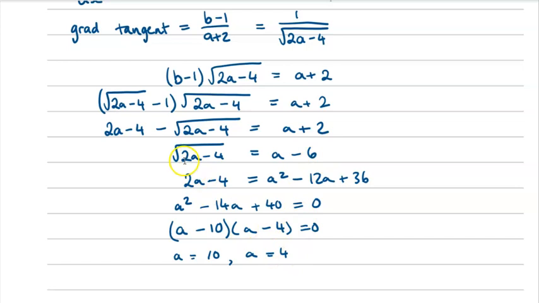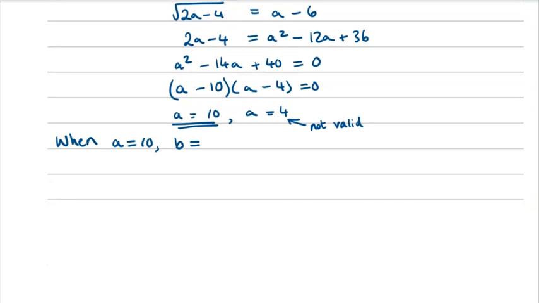a is equal to 4. Then 2 times 4 is 8, take off the 4 is 4, and we square root that, and we will have 2. But if we do 4 minus 6, then we get negative 2. So that one doesn't work. So a equals 10 is the one that we want. So when a equals 10, b is equal to the square root of 2 times 10 minus 4, which is equal to 4. Therefore, P is the coordinates (10, 4).